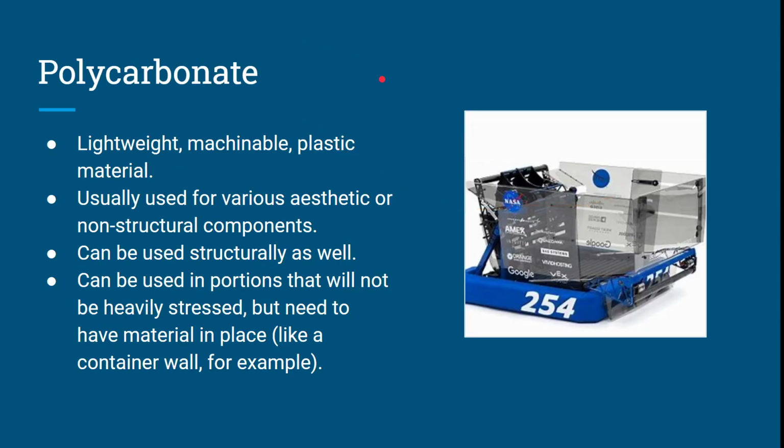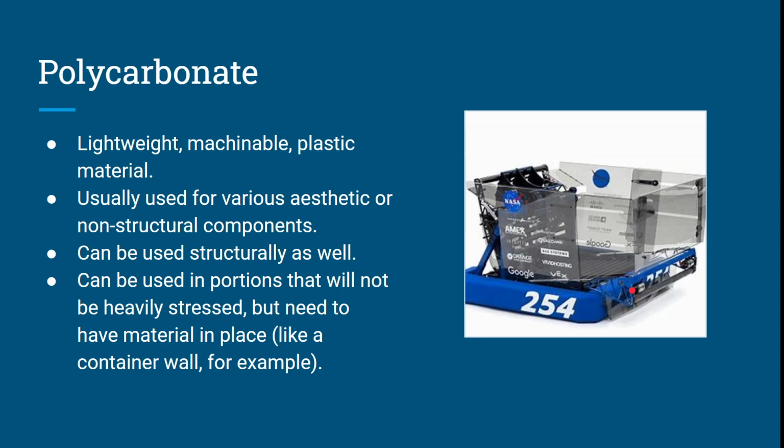Now we have polycarbonate, which is basically just a lightweight machinable plastic material. It's used when you need something in a place, but you don't want any weight, and you don't really need much strength there. So it's usually used for various aesthetic or non-structural components. Right? It can be used structurally. There's not an example of it being used structurally here, but it can be.